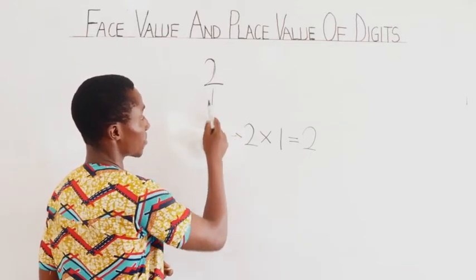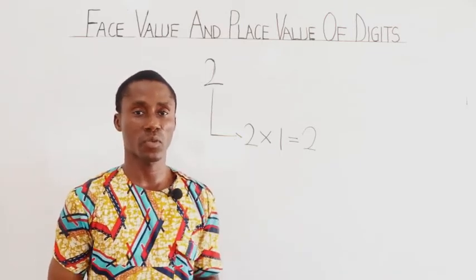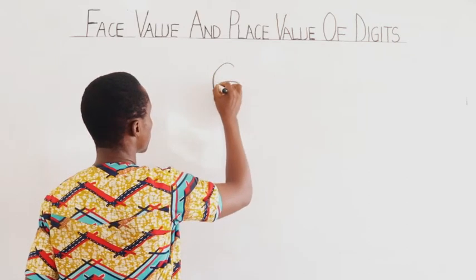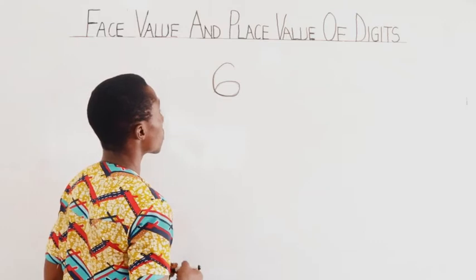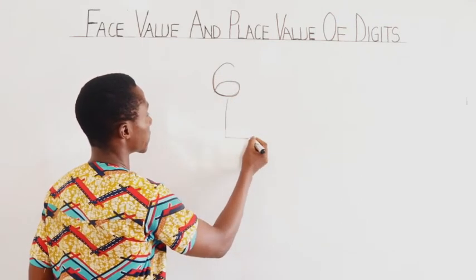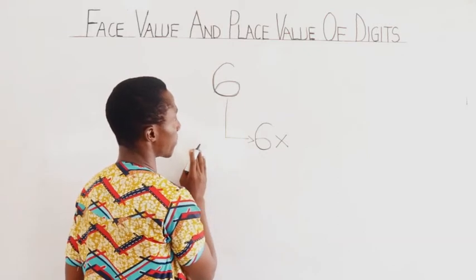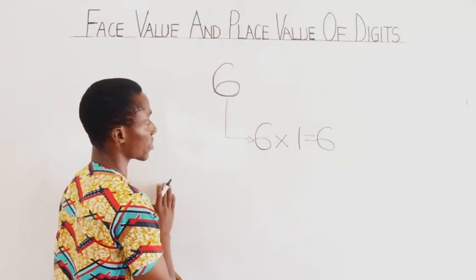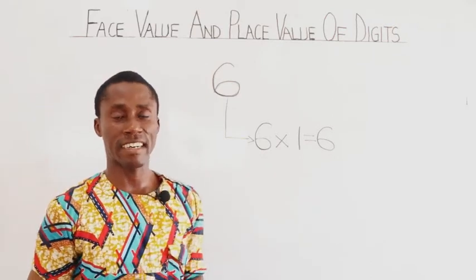Well, this arrow is just pointing to the calculation. Okay, very good. Let's look at another example. Find the place value of the digit 6. 6 is standing alone, and therefore it is standing in the ones number place. The place value of the digit 6 is given by its face value, which is 6, multiplied by the value of its number place, which is 1, and therefore the place value of the digit 6 is equal to 6. Let's look at another example.